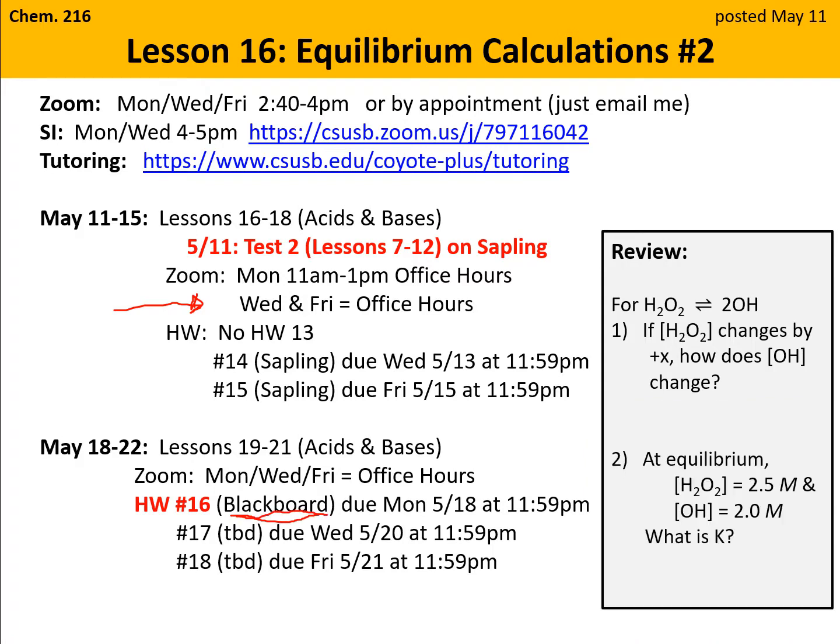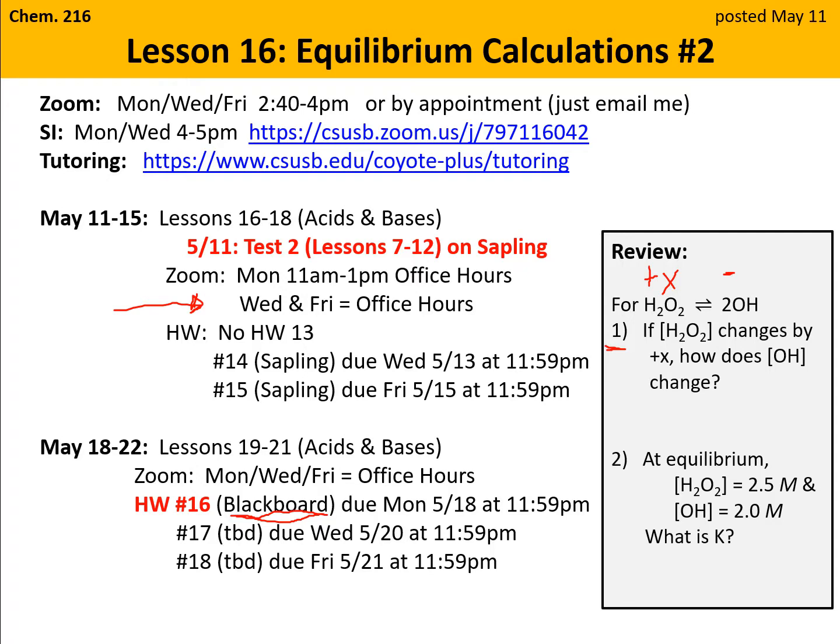All right, so last time we talked about ICE problems. ICE stands for initial concentration, change in concentration, and then equilibrium concentration. If we have something like H2O2 going to form 2OH, and this is a reversible reaction, what we are talking about in number one here is relative changes. Notice that H2O2 is increasing by plus X. So if I'm gaining reactants, I must be losing products.